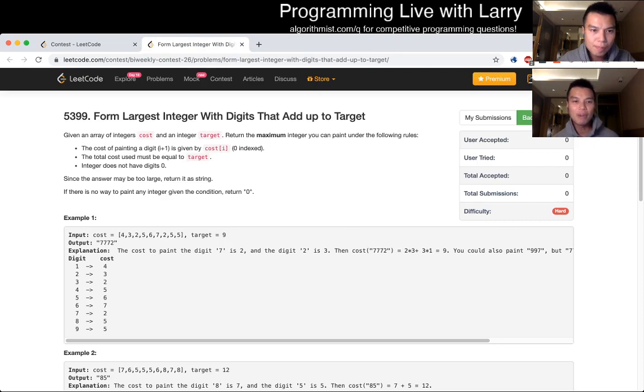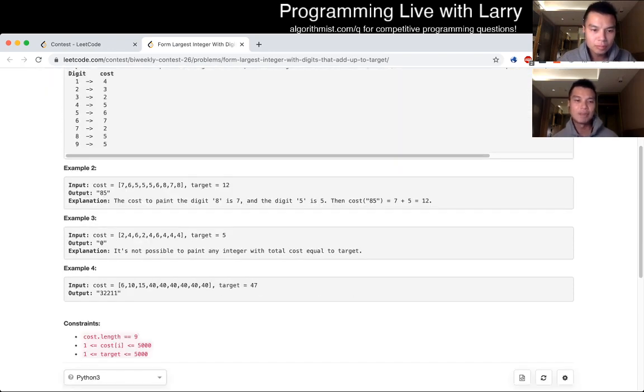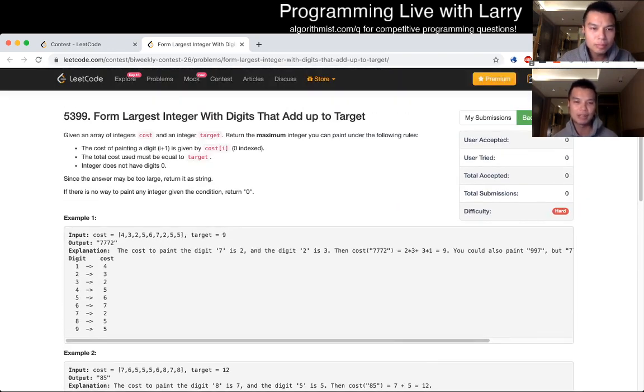And Q4, form largest integer with digits that add up to target. This one I knew right off the bat after reading a little bit that it was just dynamic programming. I could keep track of the max, and generally speaking, in a general sense, you would probably use path reconstruction to keep track of the last digit that you use at each node, and then go backwards to construct the path that you took. Yeah, and that's what I was thinking about.